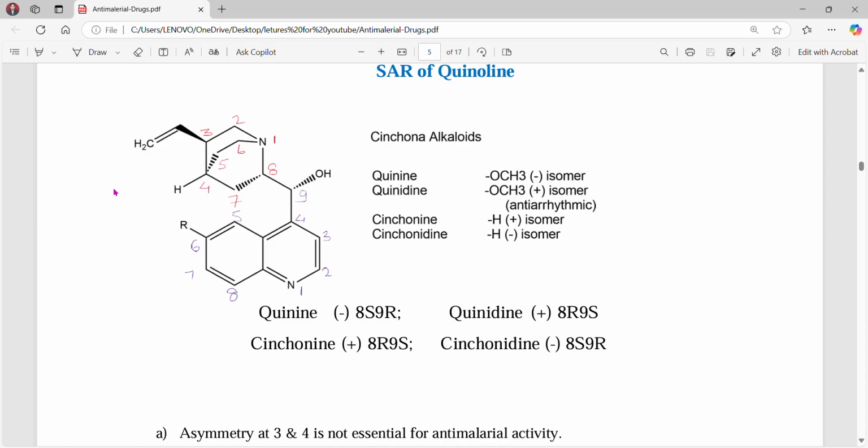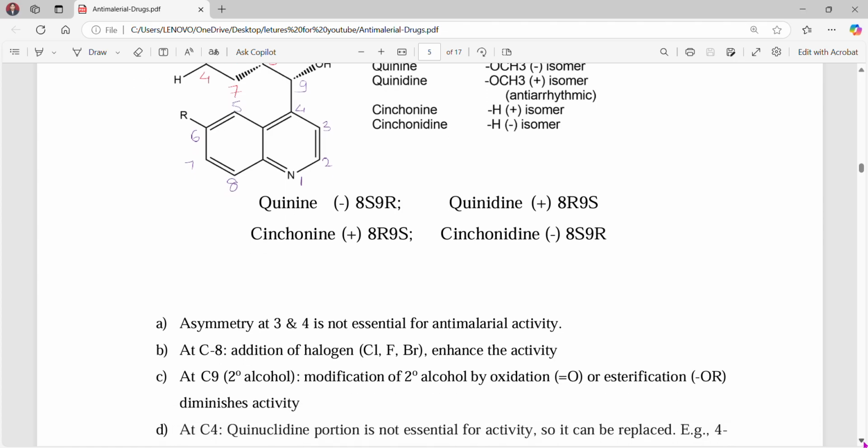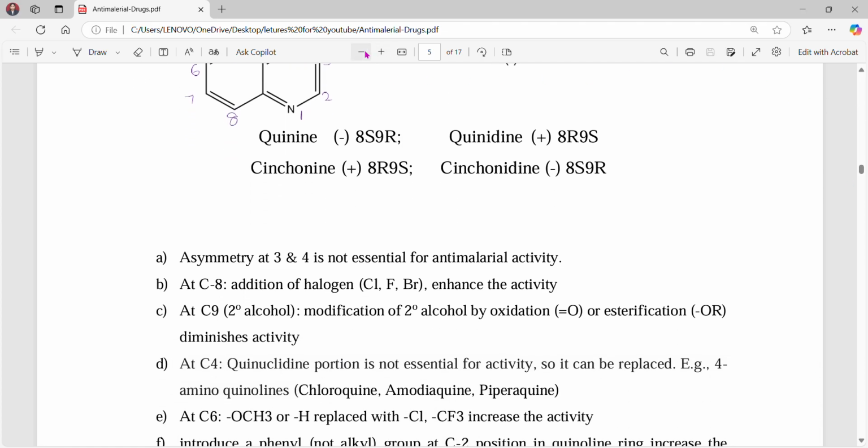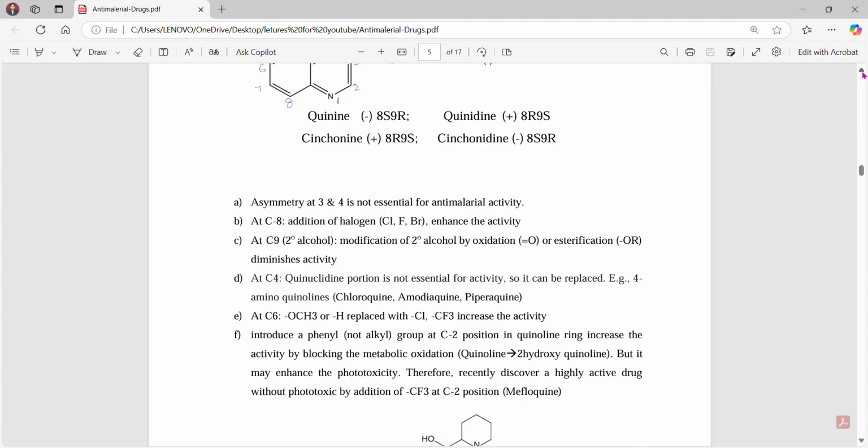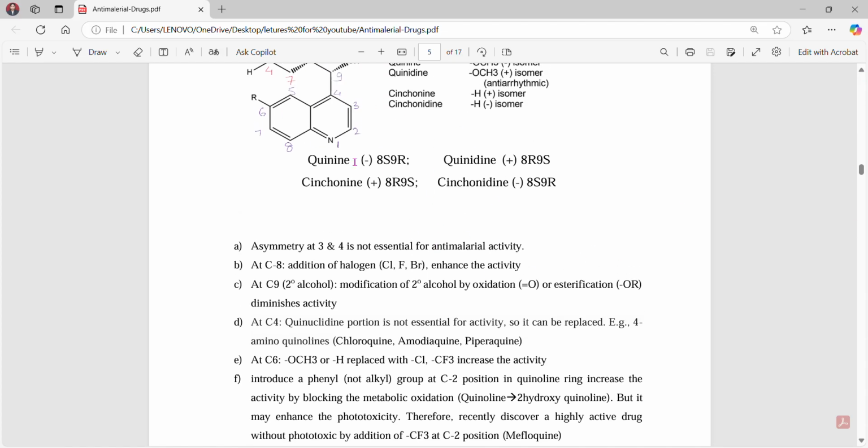Now, this is the structure of quinine, the cinchona alkaloid derivative containing a quinoline ring, in which the asymmetry present at the third and fourth carbon atoms is not essential for the antimalarial activity. At carbon 8, addition of a halogen, that is chlorine, fluorine or bromine, will enhance the activity. If we substitute something at the 8th position with a halogen atom, it will enhance the activity.